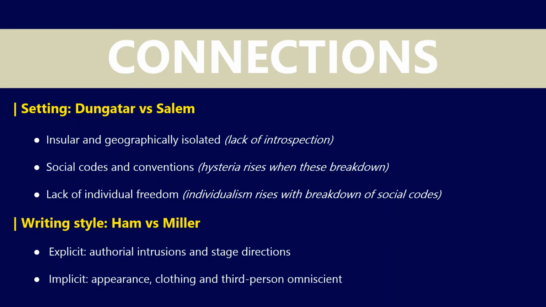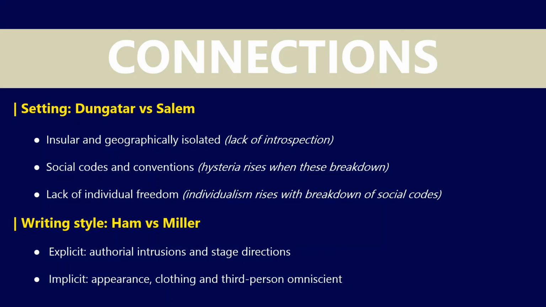The other thing you can look at is definitely the writing style of Ham and Miller. Miller particularly is much more explicit through his authorial interjections and his stage directions and the way that he describes the characters before the audience meets them. You also get, through the stage directions, the characters' train of thought and their emotions and reactions to certain events. Ham is much more implicit. Character development and knowledge is more based on appearance and clothing.